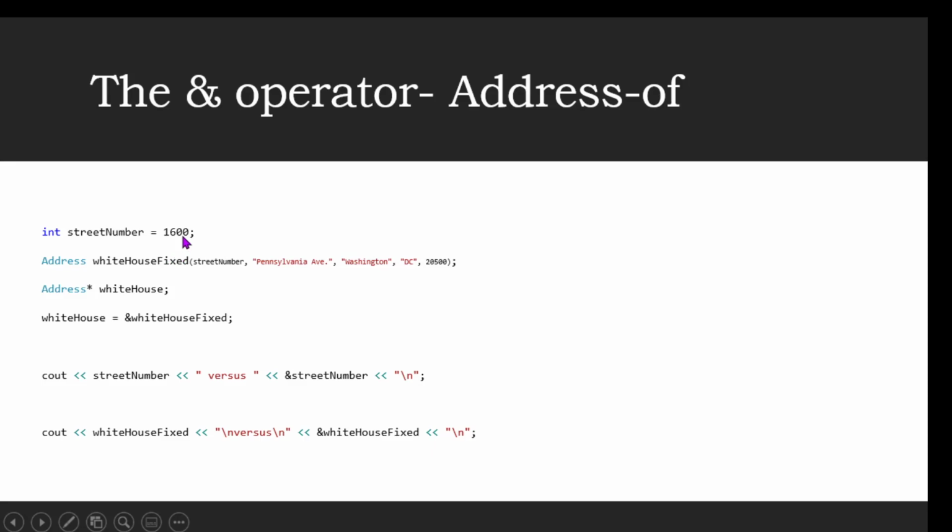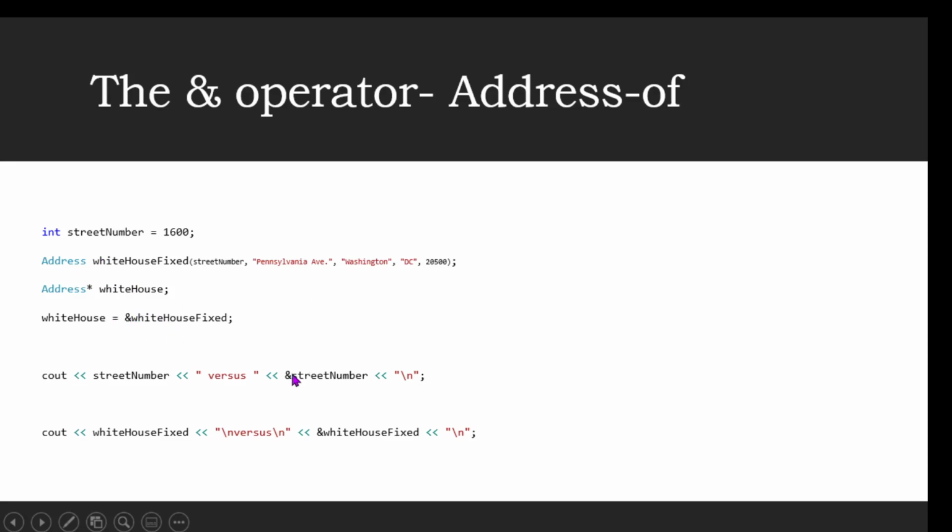In this case, I have the street number as an integer, 1600. Then I create the fixed address of the White House, and you see I'm passing in the street number to that one. Then I have the address White House, and it's pointing to the ampersand of the White House, the address of the White House. I couldn't put White House fixed inside of here because that's the whole object. I can't store the whole object in a pointer to the object. So I have to put the ampersand outside of there.